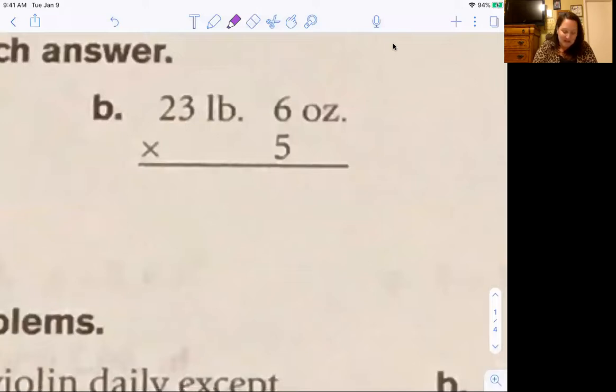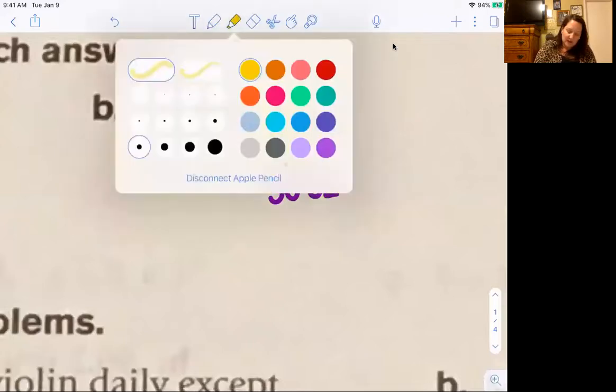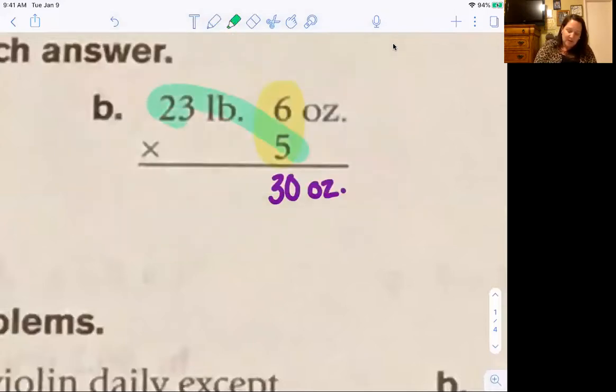23 pounds, 6 ounces times 5. Now I want to do 6 times 5 first. What is 6 times 5? 30, so 30 ounces. And 5 times 23, well, I want to highlight it. 5 times 3 is 15, carry a 1. 5 times 2 is 10 plus 1 is 11. So I have 115 pounds, 30 ounces.